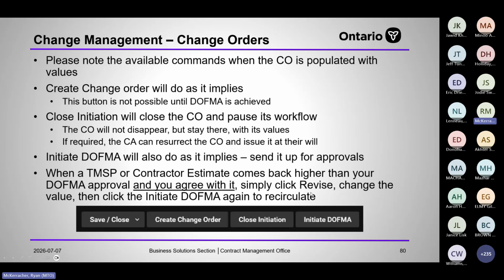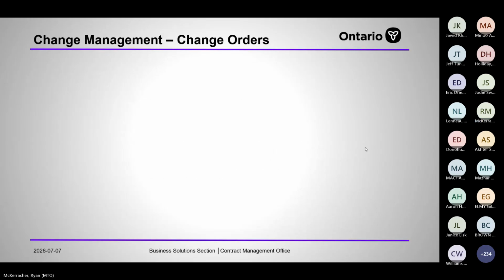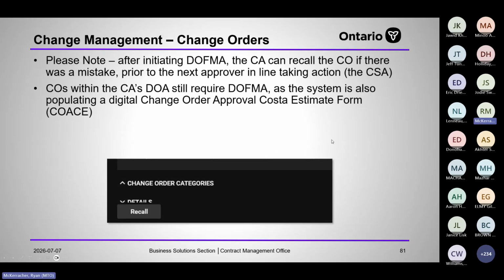Please note the available commands. Once the initiation is done, you've got create change order, close initiation, or initiate DOFMA. The categories are required. COs within the next CA's DOA still require DOFMA, as the system is also populating a digital change order approval cost estimate form, or a COASE.